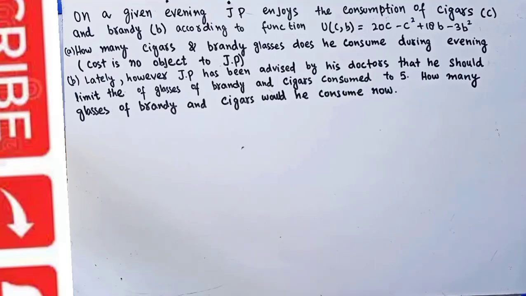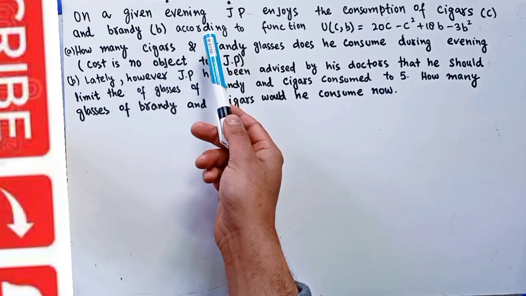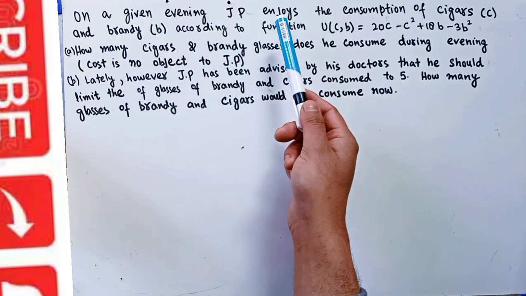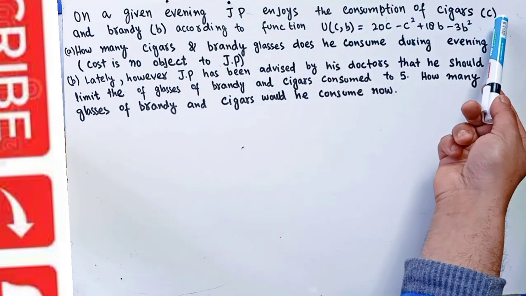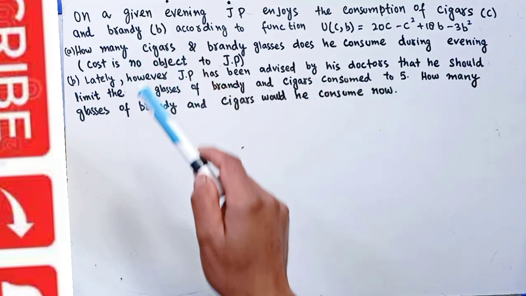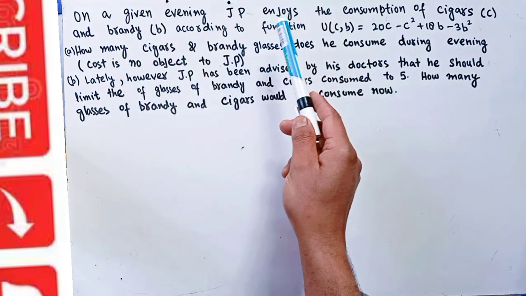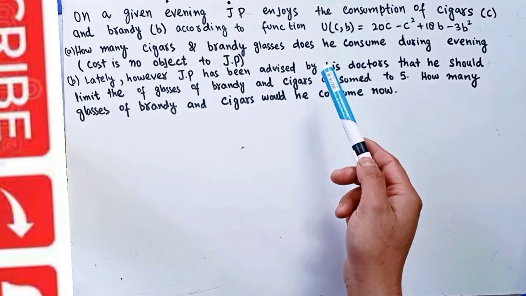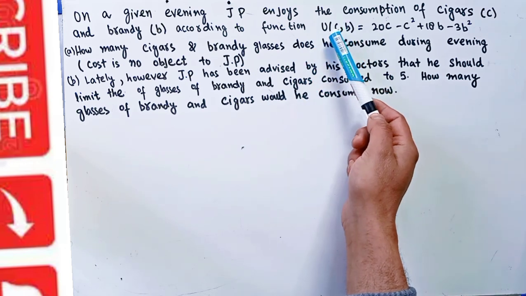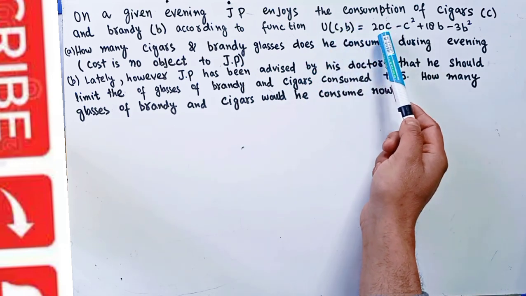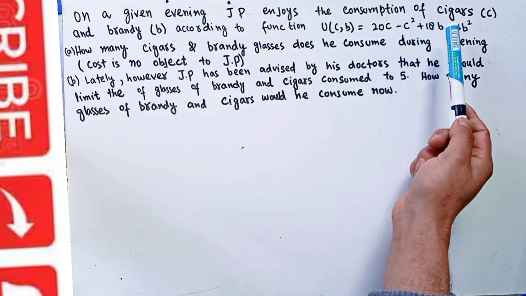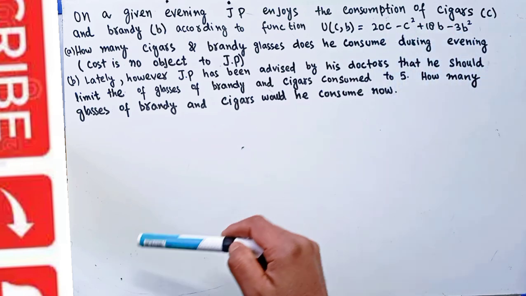Let us solve a question on utility maximization. The question is, on a given evening, a person JP enjoys the consumption of cigars, which is denoted by C, and brandy, which is denoted by B, according to the utility function U = 20C minus C square plus 18B minus 3B square.